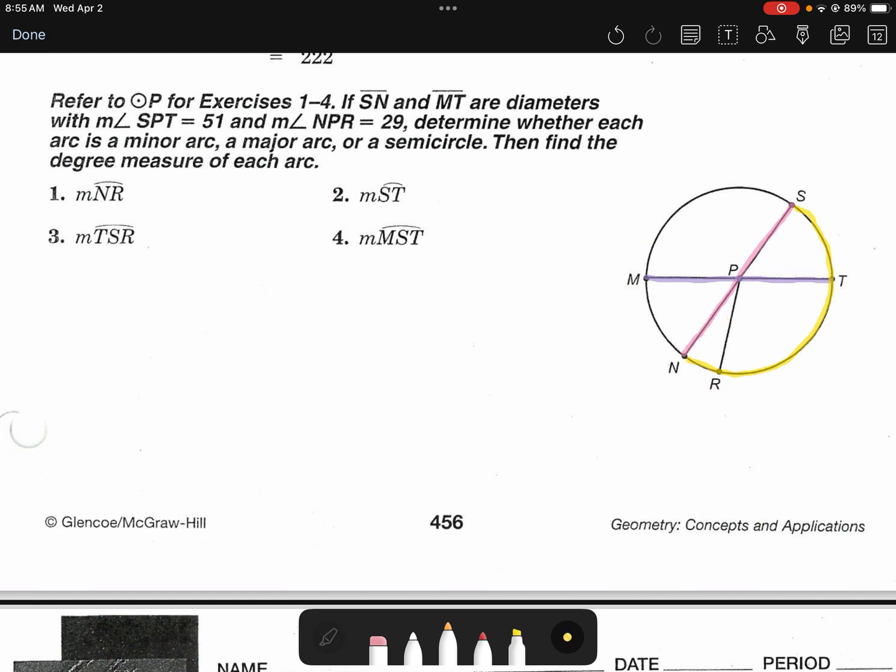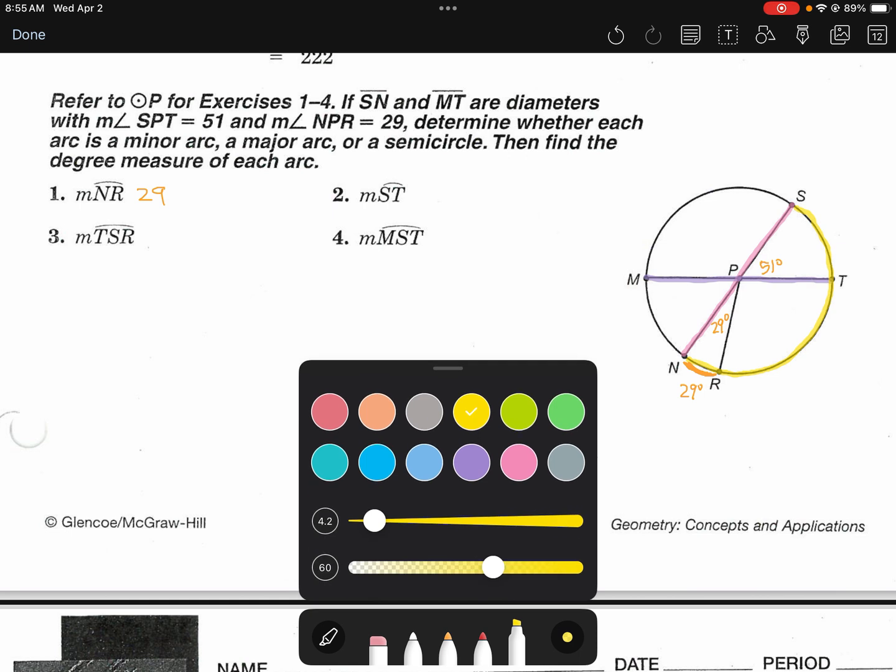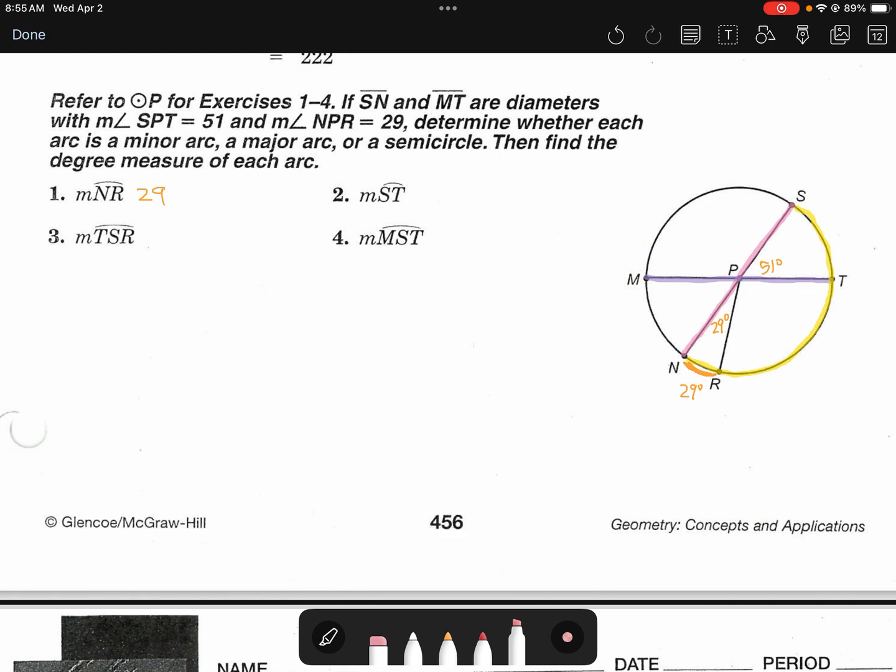What's the measure of arc ST? I'll use a different color to highlight that one. I'll go with this red arc right here, and that kind of looks a lot like the pink, but that's arc ST. It's going to have the same measure as its central angle, so it would be 51.